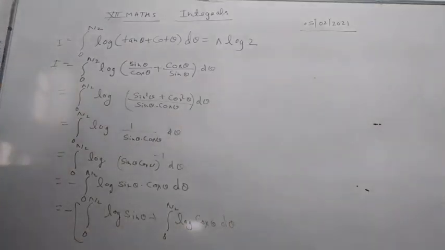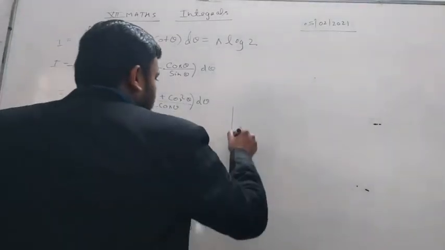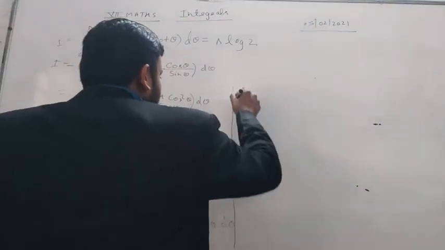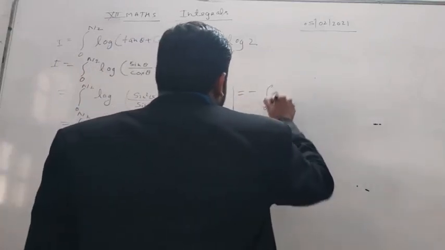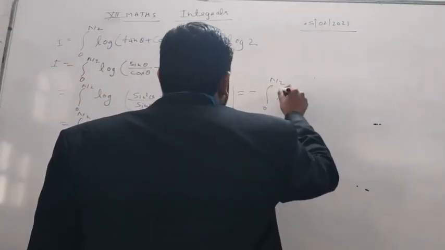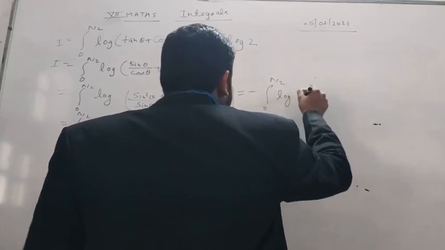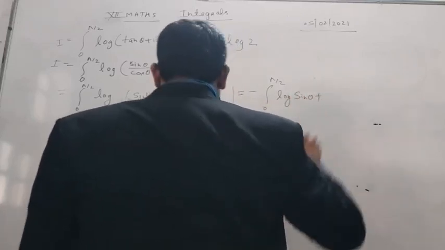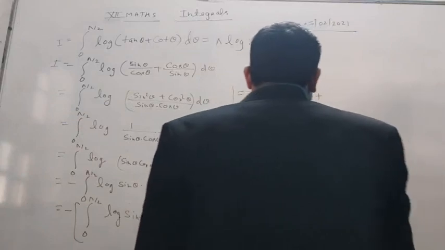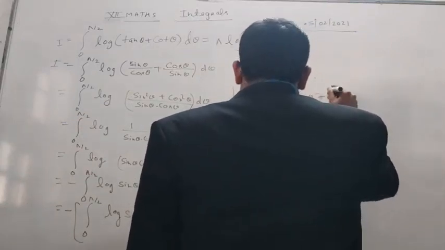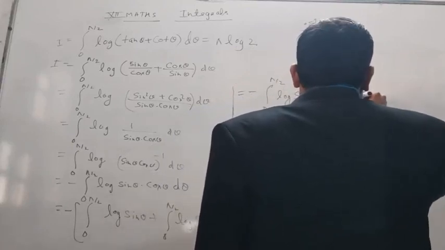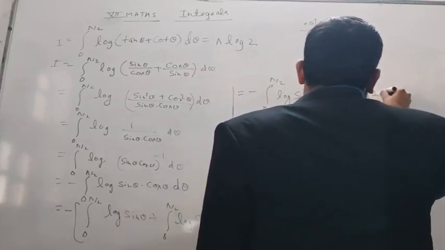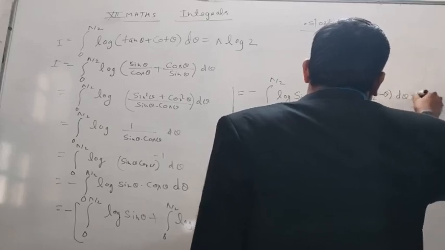Okay friends, so after this we have minus the integral from 0 to pi by 2 of log sin theta, and plus, either we can write, minus also the integral from 0 to pi by 2 of log cos (pi by 2 minus theta) d theta.